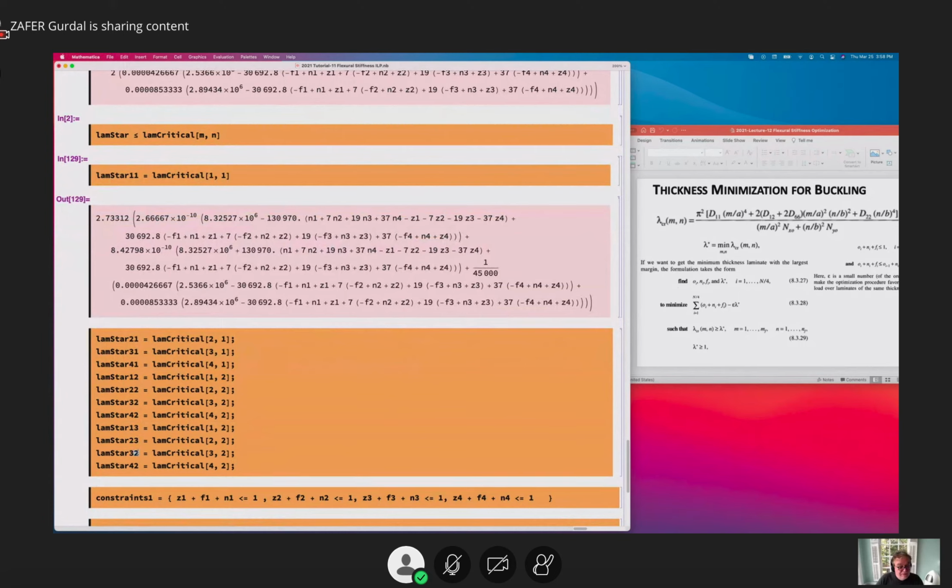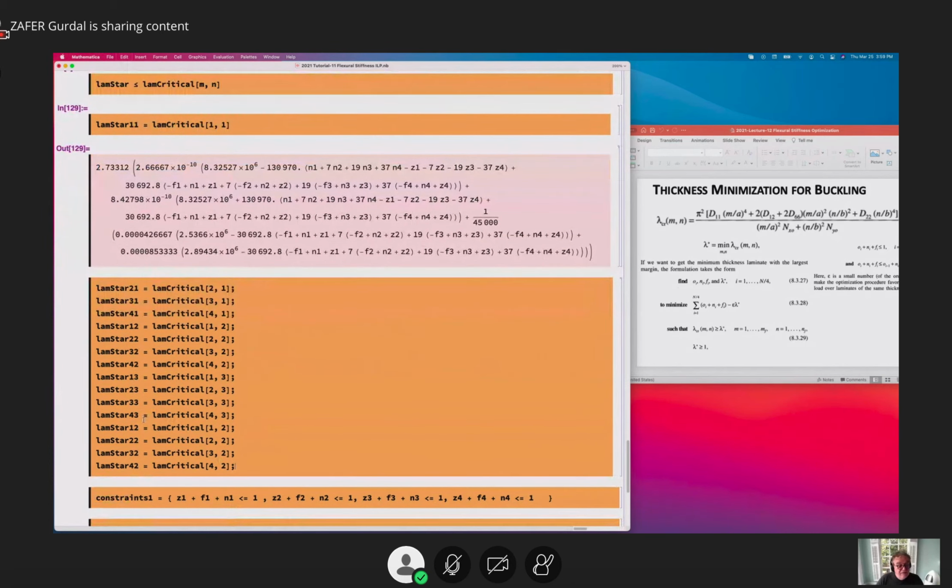The third set is this. If you're wondering why I'm doing this, say so that we clarify. 1, 4, 2, 4, 3, 4, 4, 4. This covers every possible mode shape between 1 and 4.